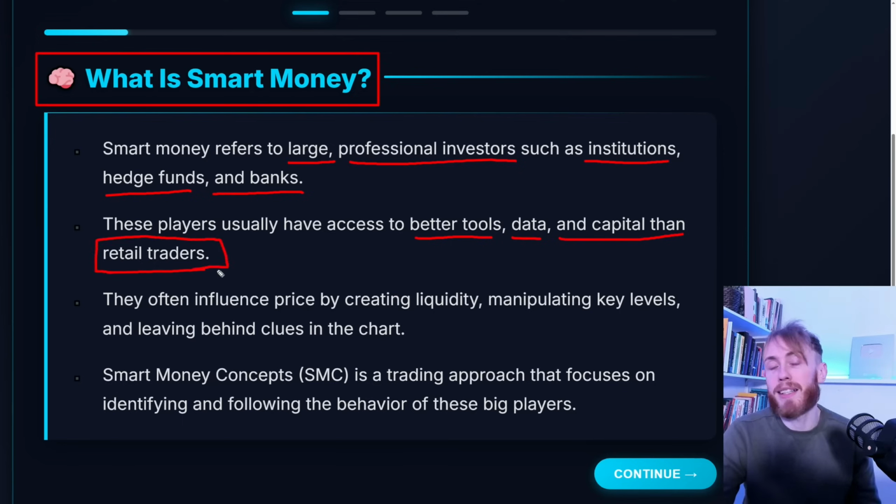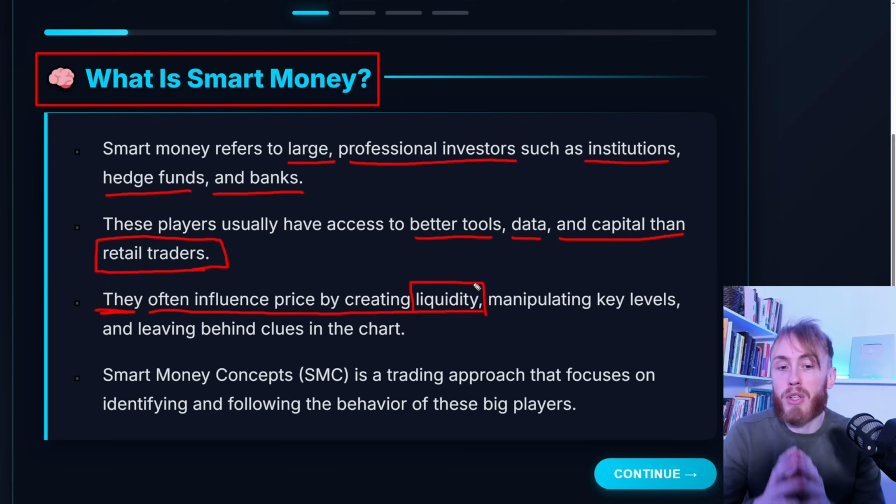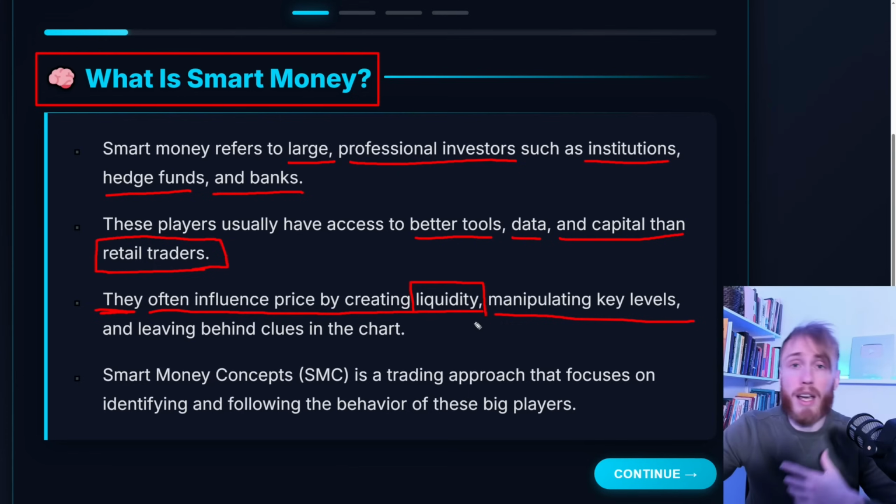Retail traders are basically the small traders like me and you, right? And here, and this is very important, smart money often influences price by creating liquidity. Don't worry, you will learn about liquidity in this course. And they also manipulate important levels in the market. And you might wonder, what do we mean by manipulation? This is a word that gets thrown around a lot when it comes to trading.